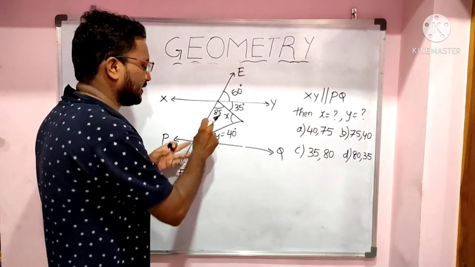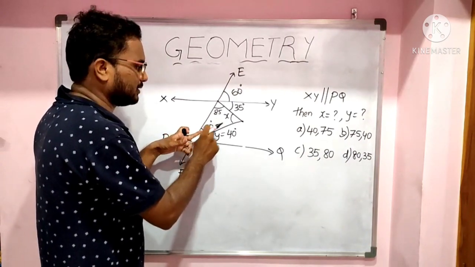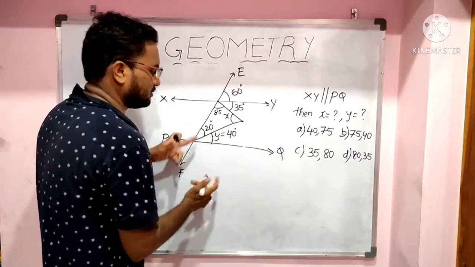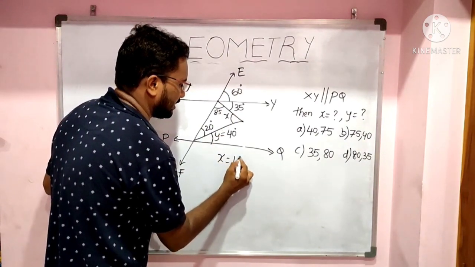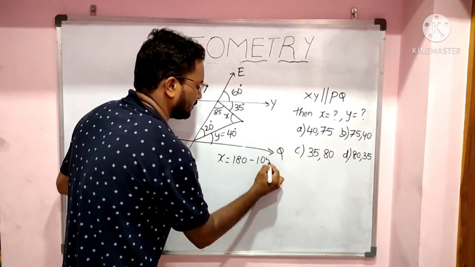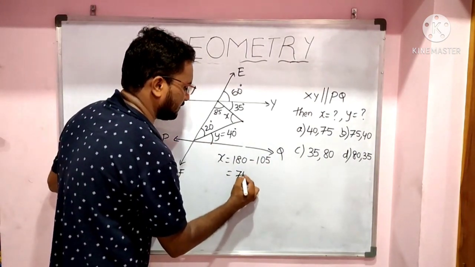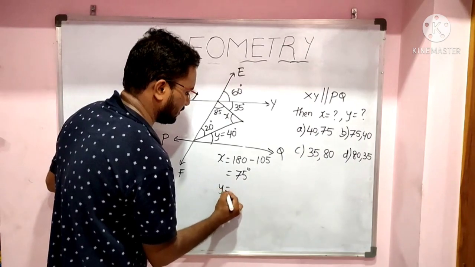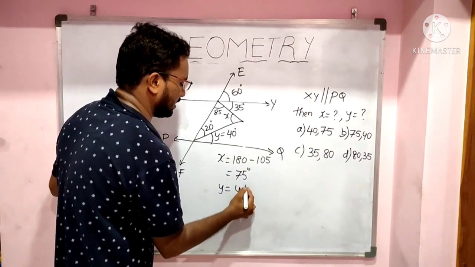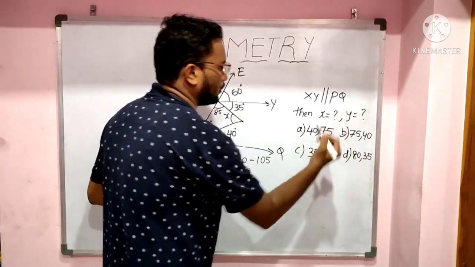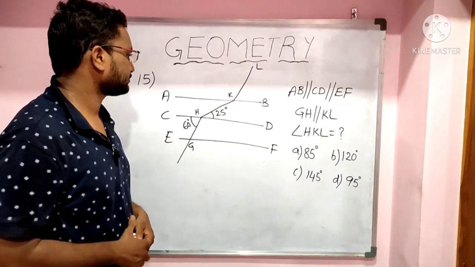If this is 85 and this is 20, total 105. Then this is a triangle, so x should be equal to 180 minus 105. Answer 75 degrees. So y equals 40 degrees and x equals 75 degrees. Option 2. So next problem.